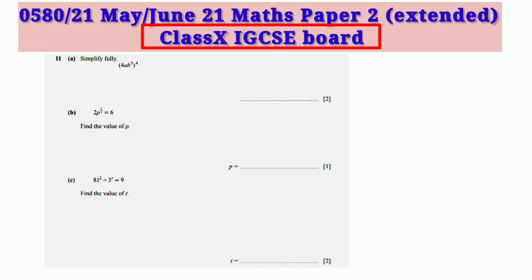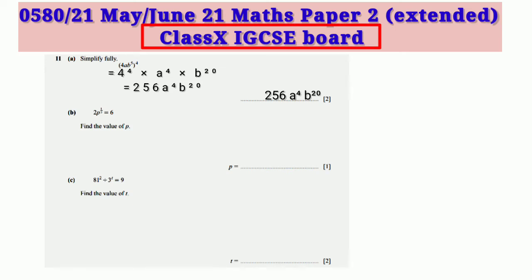So we can write this as 4^4, a^4, b^(5×4), 5 fours are 20. 4^4 is 256. So our answer is 256 a^4 b^20.